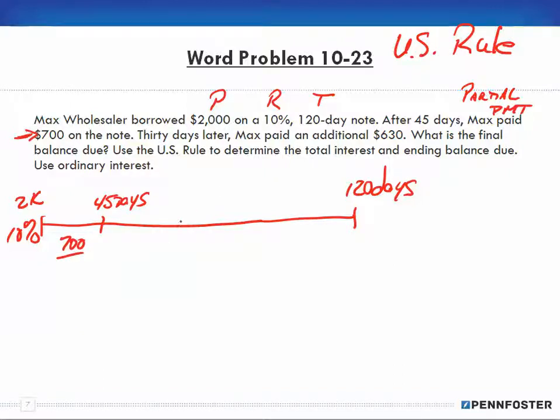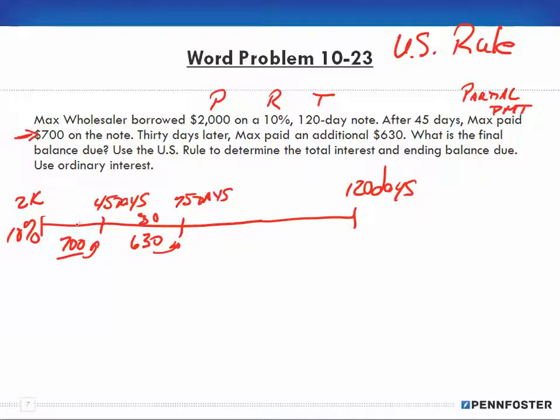And then 30 days later, so 45 and 30 is 75 days, Max paid an additional $630, just paying that on that day. And so what is the final balance due?